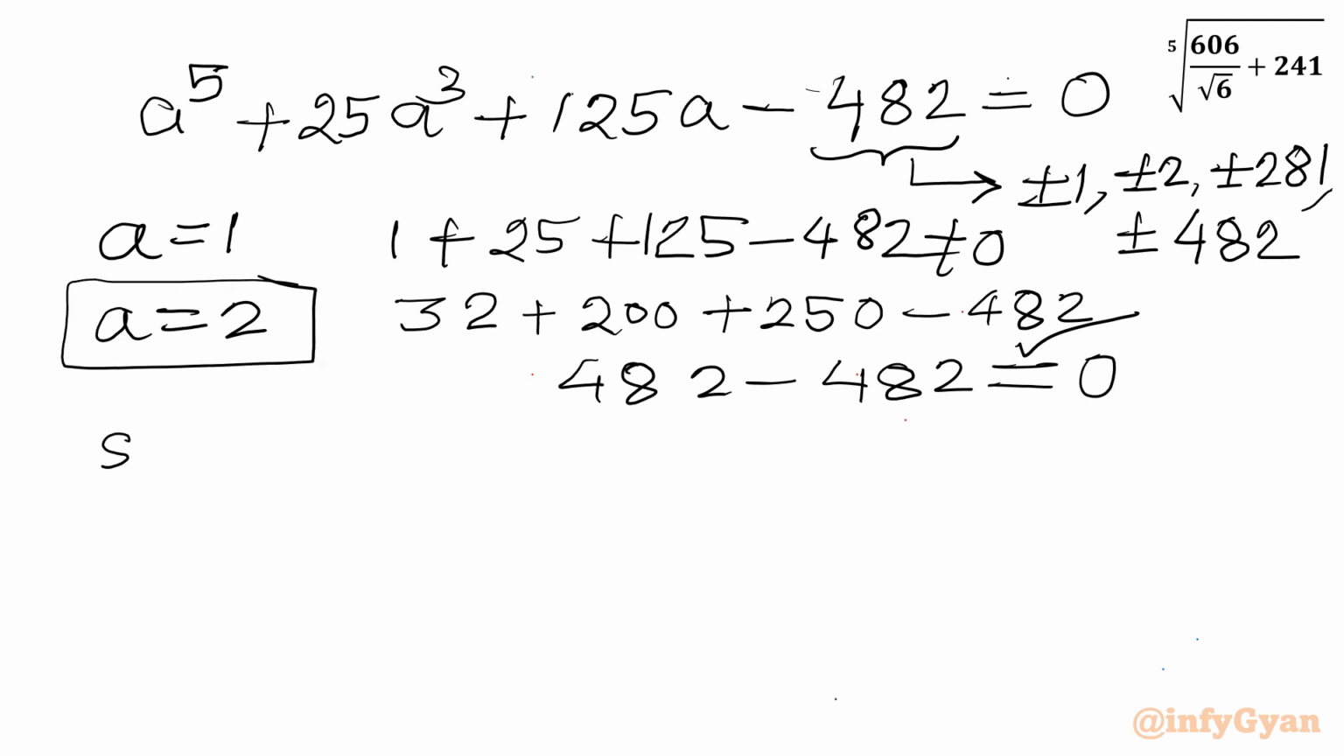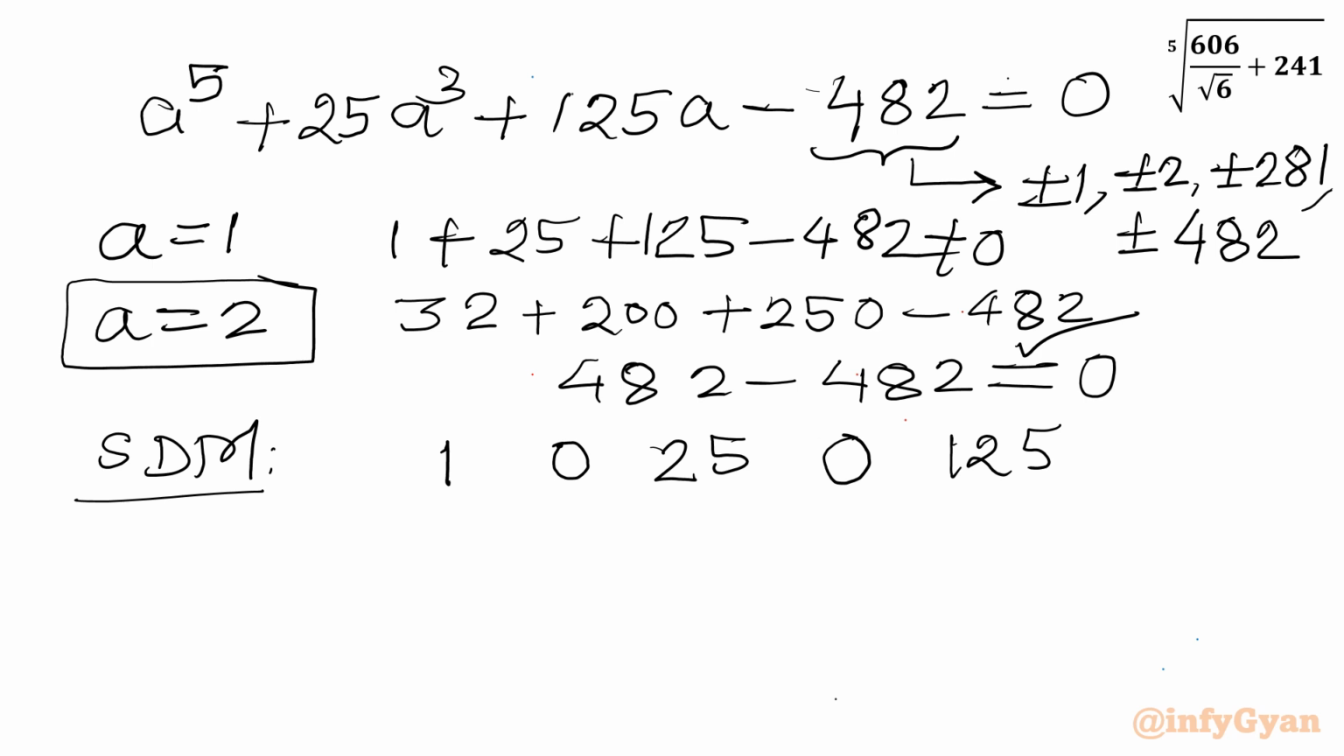Now I will use the synthetic division method. Now I need to write all the coefficients of the quintic equation. So 1, a power 4 is not there, so 0, 25, a square is missing, 0, 125, minus 482.